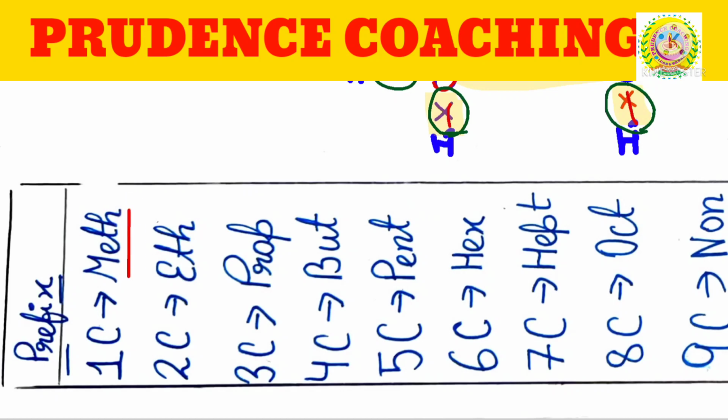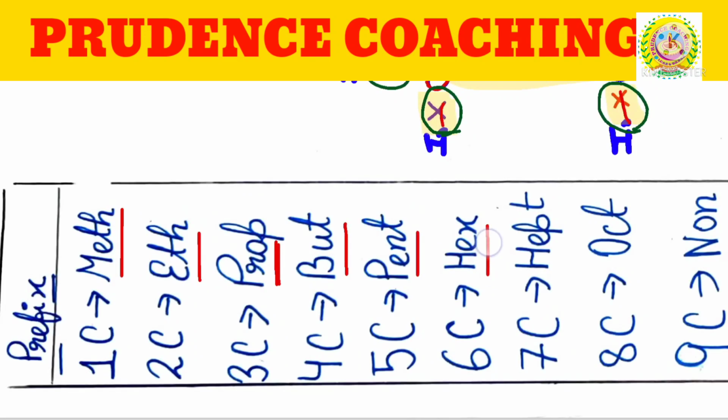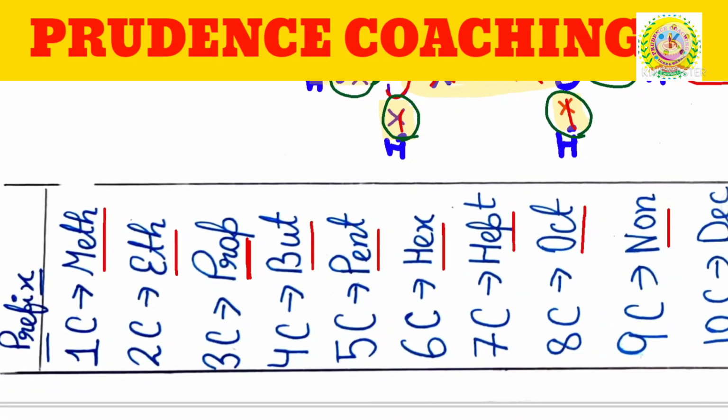If two carbons are there, we will use the prefix eth. Similarly 3 carbons means prop, 4 carbons means but, 5 carbons means pent, 6 carbons means hex, 7 carbons means hept, 8 carbons oct, 9 carbons non, and 10 carbons means dec. Now, here as you can see, two carbons are there, so we will use the prefix eth. So we will write eth first.